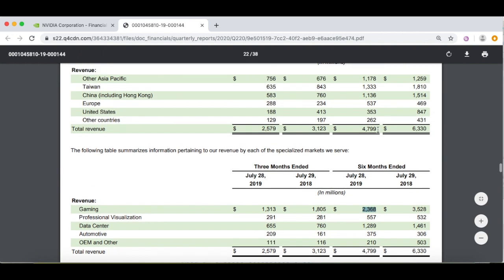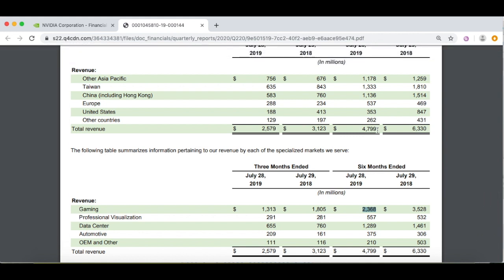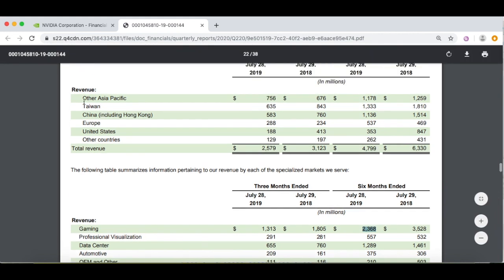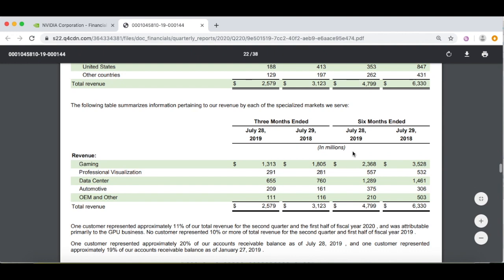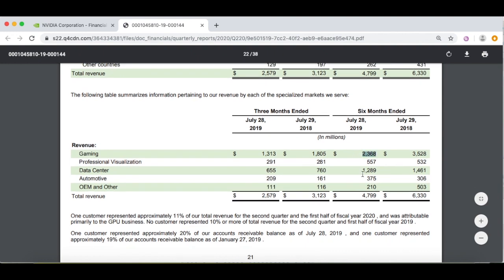Nvidia, just if somebody asks you what's Nvidia all about, you can look right here and say it's all about Asia Pacific, Taiwan, and China because that makes up the bulk of their revenue. And they're basically a gaming and data center company because that's where most of these revenues are derived from.